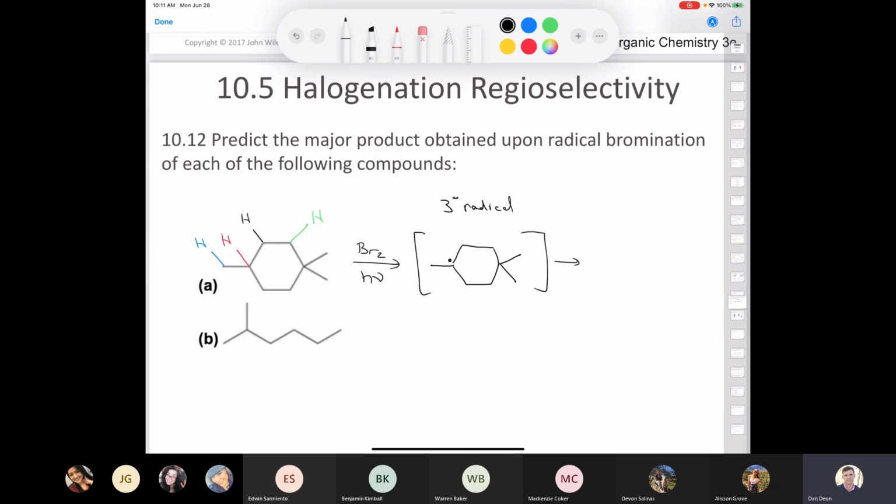And then ultimately, we're going to end up with the halogen abstraction occurring. Yes, absolutely. My students are all 100% correct. And we're going to end up with this. And that's it, my friend.